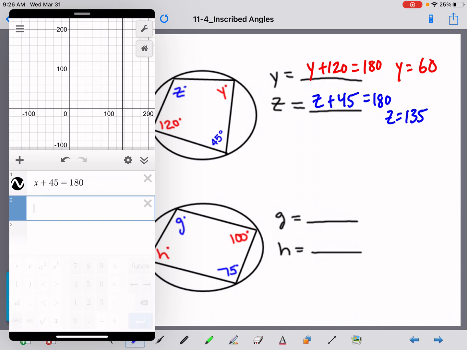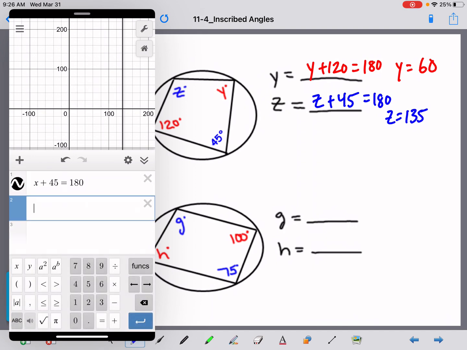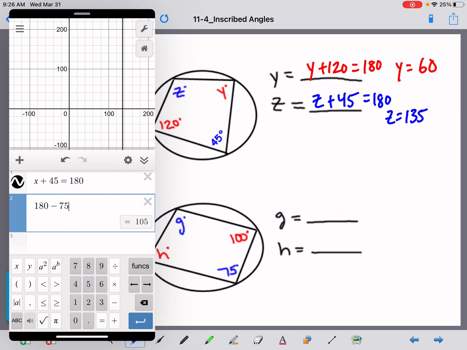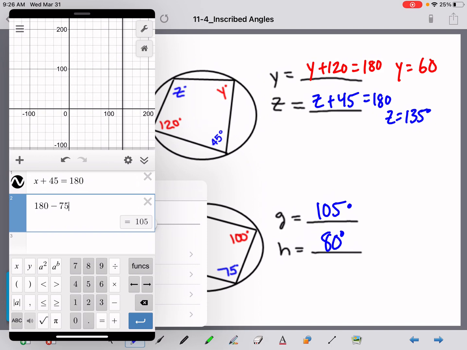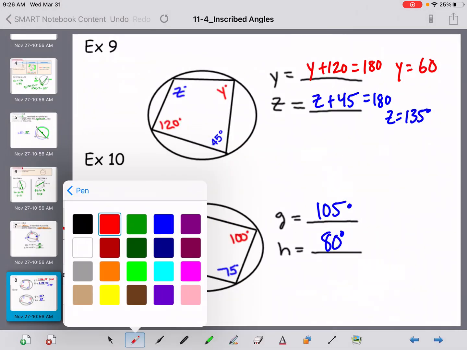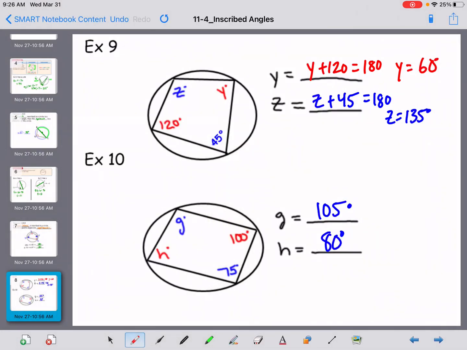All right, the other way you could do this is for G and 75 equals 180. So I could just say 180 subtract 75, and that's going to be 105. And then for H, 180 subtract 100, that leaves me with 80. And all of these would be a little degree symbol. Now, that's a lot, and you need some practice with it.